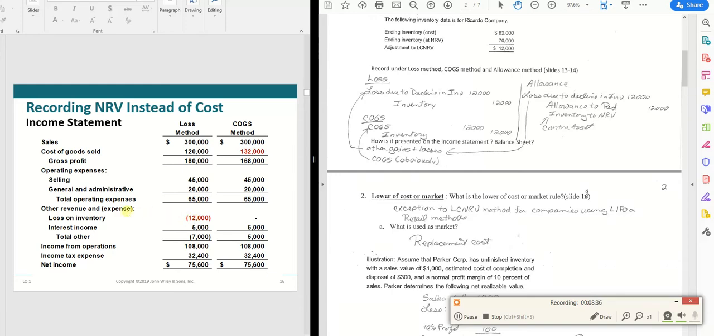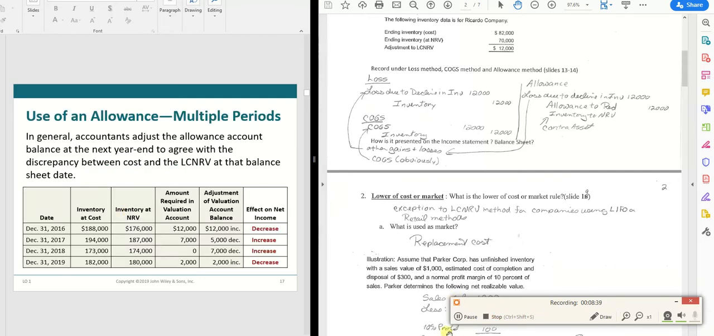All right, now we're going to move on to the last thing that we could talk about. Notice the allowance is a contra asset. As a contra asset, it maintains its balance. So if I'm going from 12,000 and I need my allowance to be 7, I actually need to decrease my allowance by 5,000. So I would flip this entry. The allowance account is an asset, so you actually need to change the balance to what you need it to be, just like the allowance for bad debts.